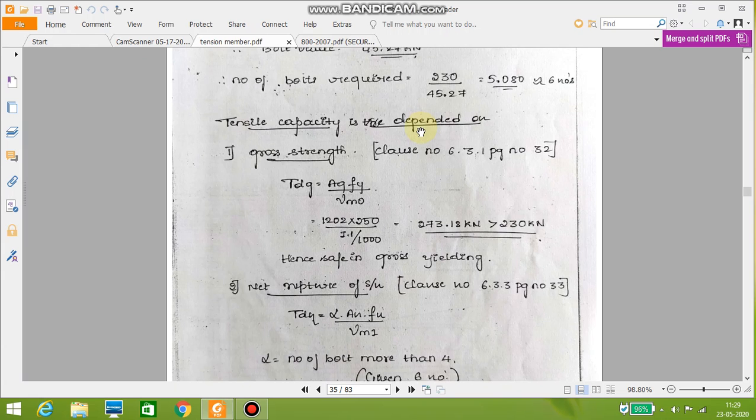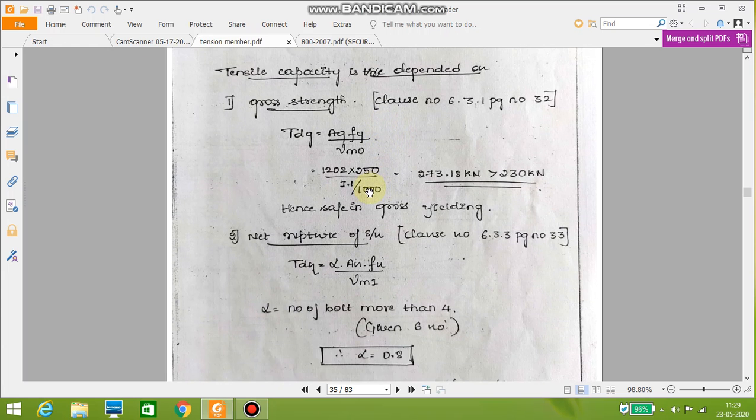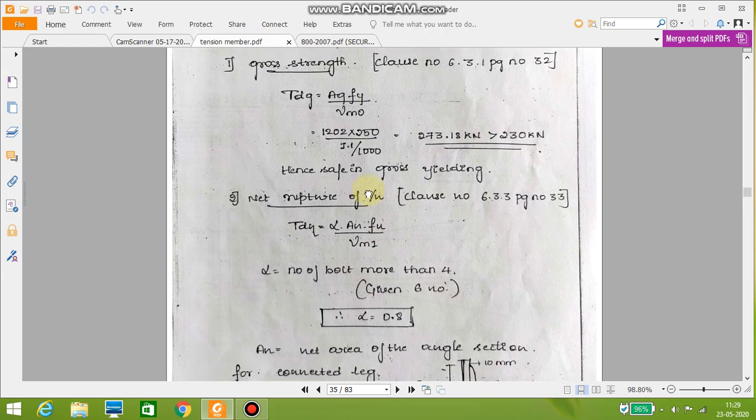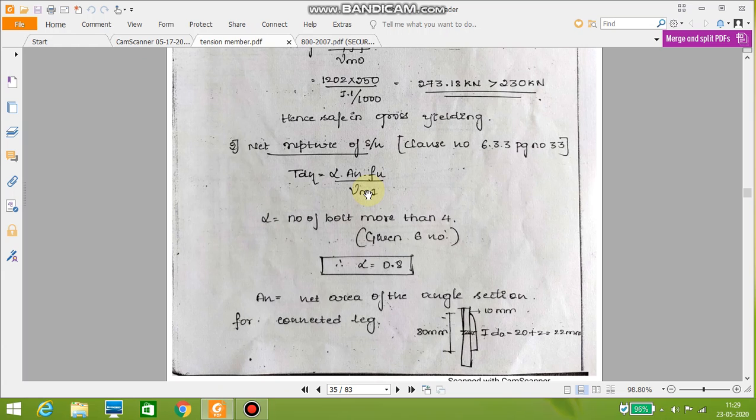Now let us check the capacity of the connection with the 6 number of bolts provided. So the gross strength of the section works out to be 273.18 kilonewton, which is greater than 230 kilonewton. So it is safe in yielding. Now the net section rupture. It is a preliminary sizing because the angle section is not given. We have chosen the section. Therefore TDN equal to alpha into An into fu by gamma m1.